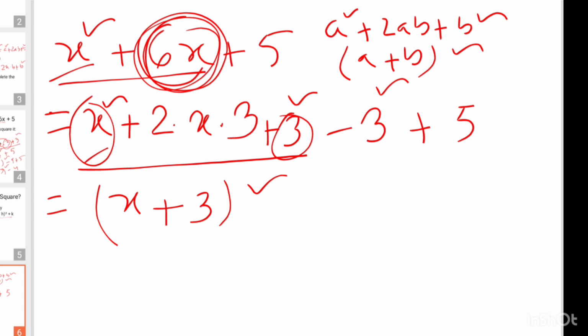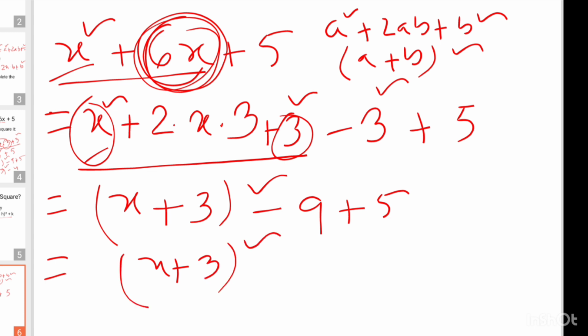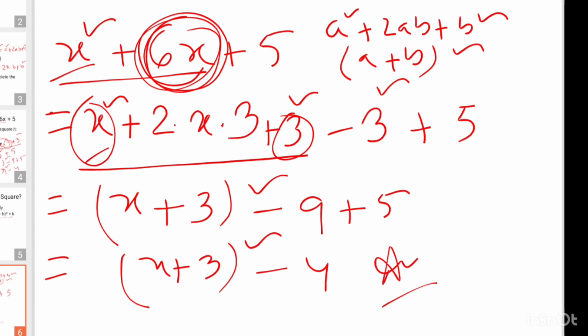And now calculate minus 9 plus 5. So x plus 3 whole square, and minus 9 plus 5 is minus 4. That's it. This is the answer. So easy. So you can try at home.